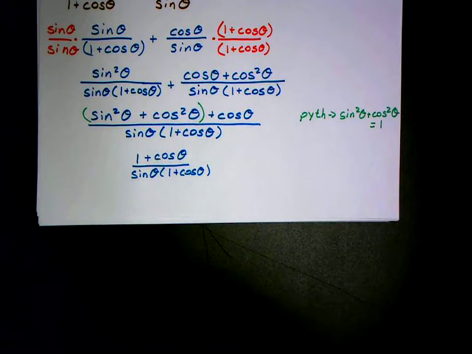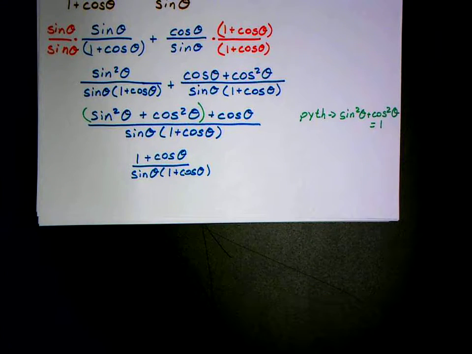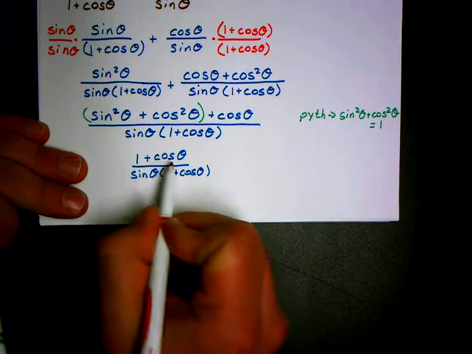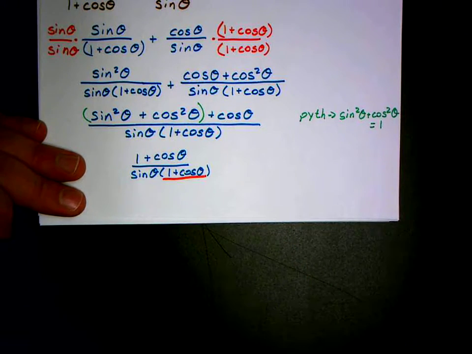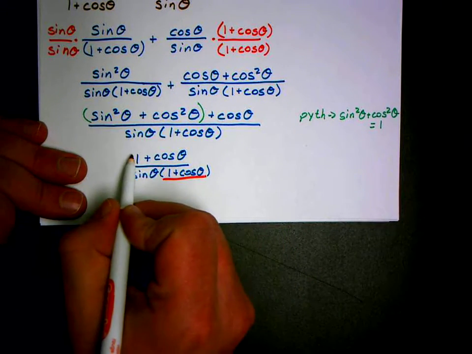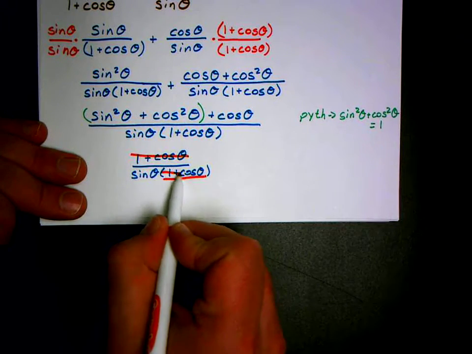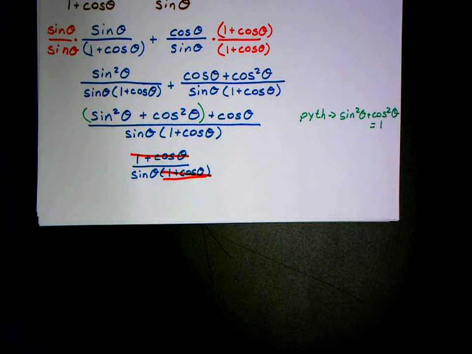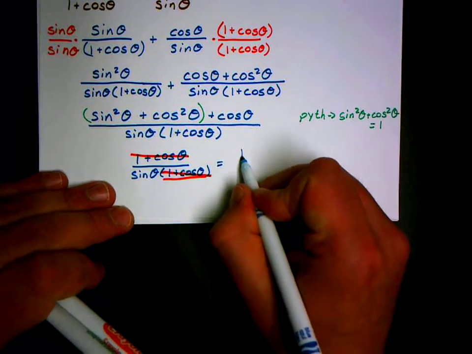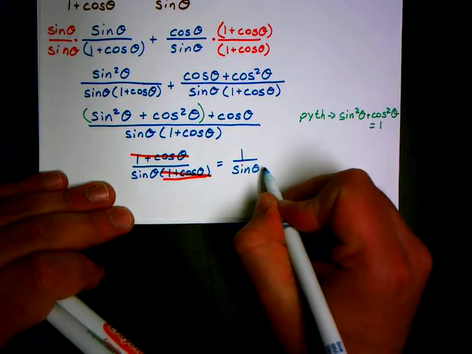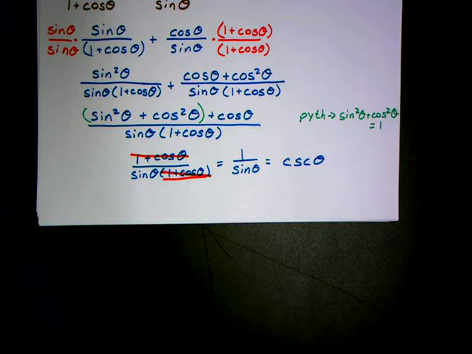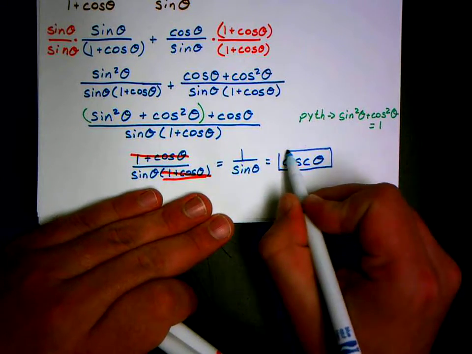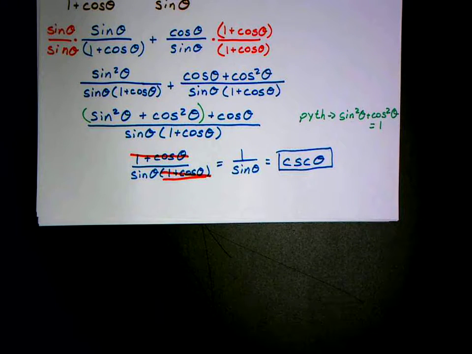So then the 1 plus cosine thetas cancel out. Remember, whenever you're dealing with things like this, here is considered one thing. You cannot cancel any piece of that out unless you can cancel the entire thing out. Well, I'm lucky enough that I have the entire thing on top, so I can cancel the entire thing out. So 1 over sine theta, which I'm not done because that's still a fraction, so cosecant theta. That is a lot simpler than what I started out with.